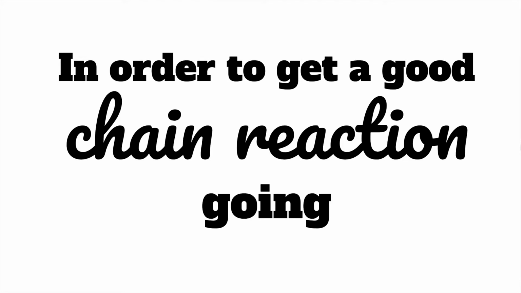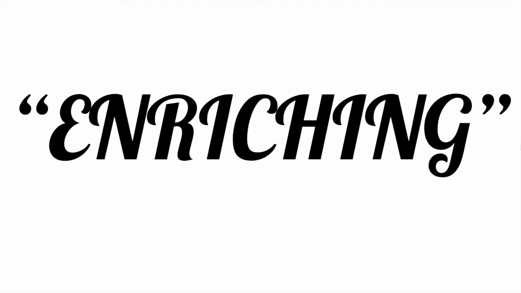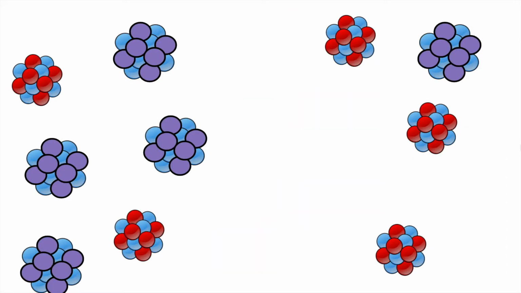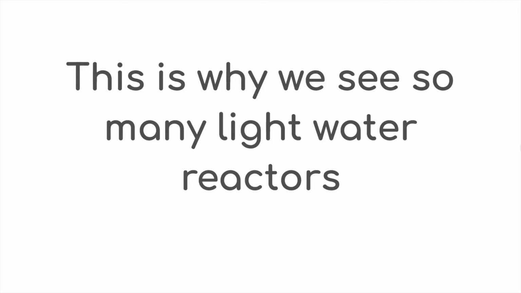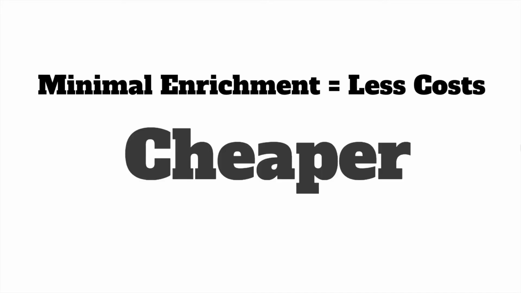In order to get a good chain reaction going in a uranium nuclear reactor, uranium first has to go through an enriching process, which increases the amount of uranium-235 to 238. This enriching process can be super expensive, and this is why we see a lot of light water reactors in use today. They require minimal amounts of enrichment and therefore are much cheaper to maintain.